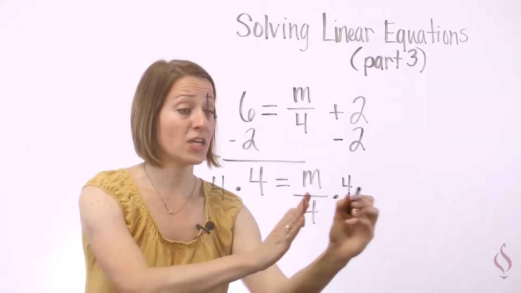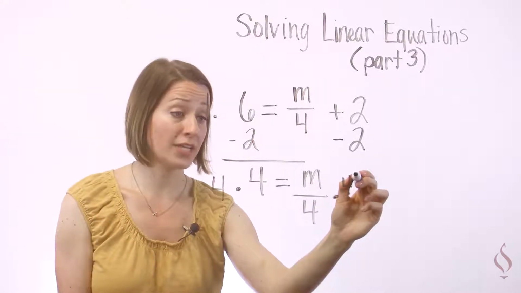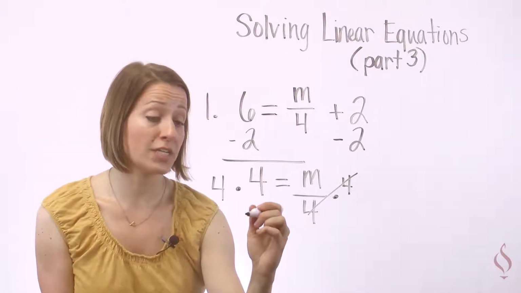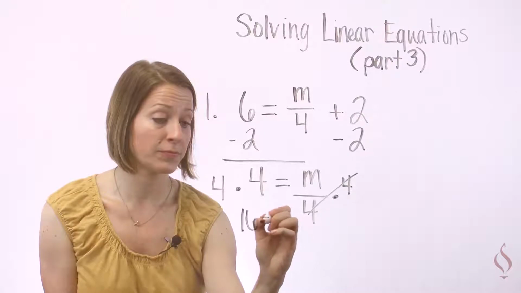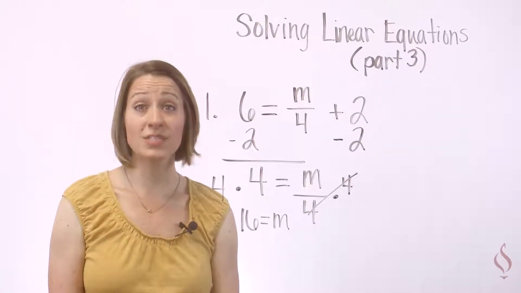Okay, now that it's on the same side of the equal sign, the 4 in the numerator can cancel. Bringing this over here, 4 times 4 is 16. So in this problem, m equals 16.